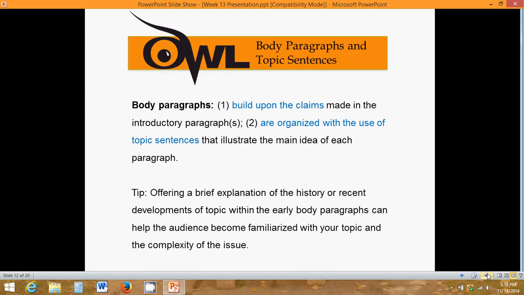So keep in mind that that's something that you can do when you're organizing your paper. I do suggest putting it at the beginning. It doesn't have to be the very first body paragraph, but somewhere toward the beginning to establish that topic, so the reader understands what this whole thing is about.